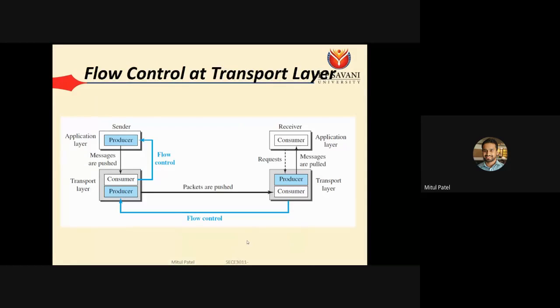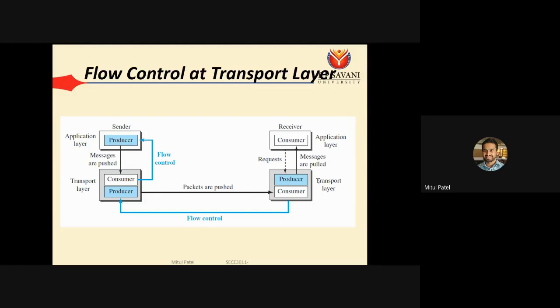Flow control at the transport layer. We have seen that the flow control is between the application layer of the sender and the transport layer of the sender. The second flow control is between the transport layer of the sender and the transport layer of the receiver. It is the push type of delivery. For example, data at the application layer will be delivered to the transport layer at the sending side. In the same way, data at the transport layer on the sending side will be delivered to the transport layer at the receiving side. At that time, we require flow control.